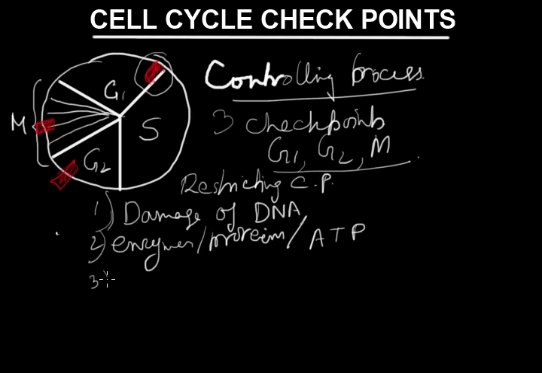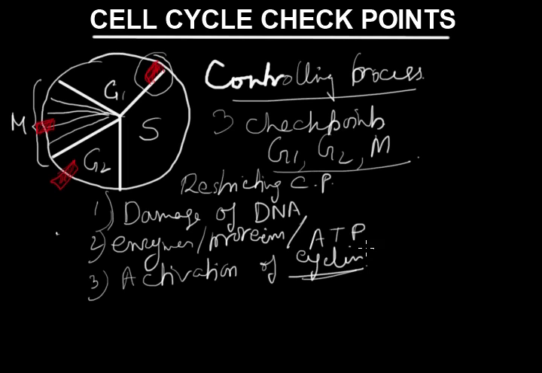Thirdly, activation of cyclin. So what is cyclin? Cyclin is a group of proteins that initiate cell division.